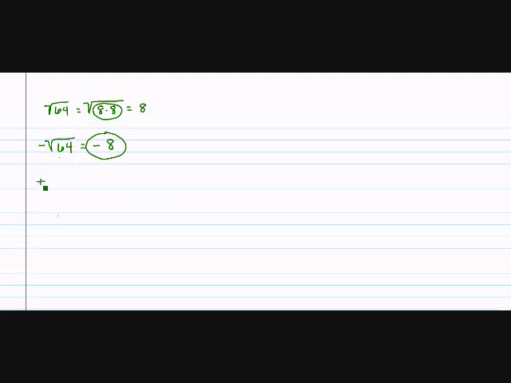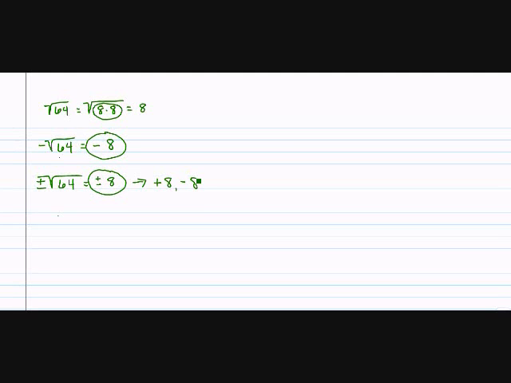If I have a plus minus square root of 64, I already know. Well, let's take a look. The plus minus sign is on the outside, and the square root of 64, as we know, is 8. My answer is plus minus 8, which technically means a positive 8 and a negative 8 for an answer.